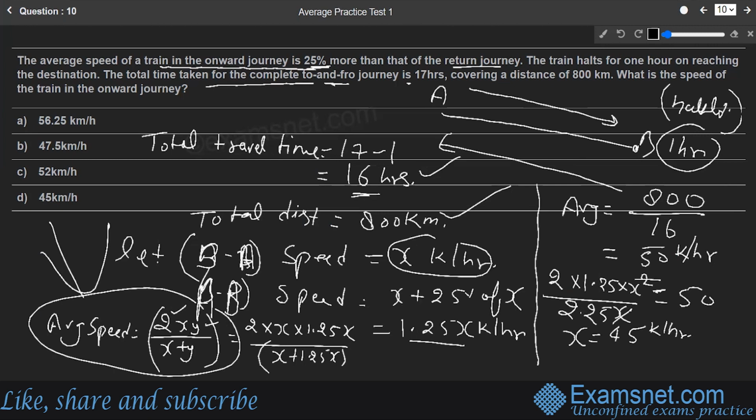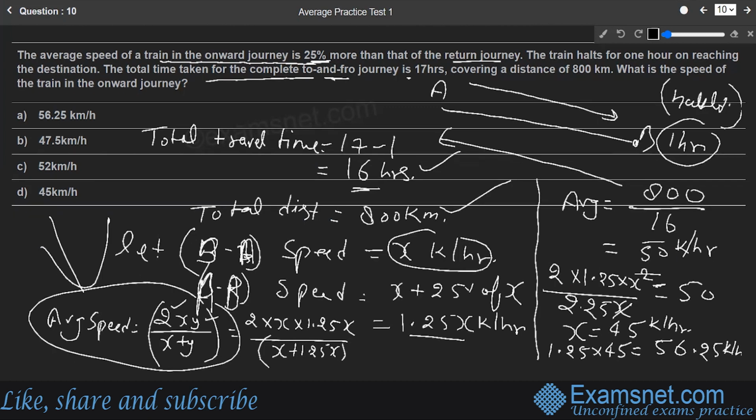What he has asked for is the speed of the train in the onward journey. Okay, so that's what we had assumed. The return journey was x, so the onward journey is 1.25x. So we are supposed to find out 1.25 times 45. How much is that? 1.25 times 45 is nothing but 56.25 kilometer per hour. So that is the speed of the onward journey, 56.25 kilometer per hour. Let us see where it is available. It is available in option number A and becomes the right answer for us.